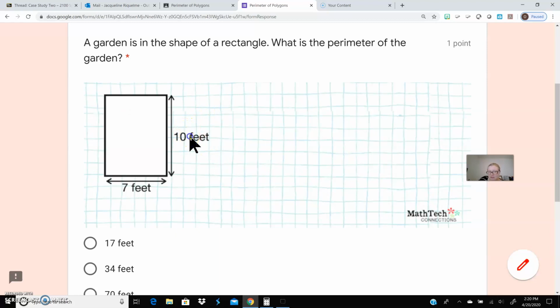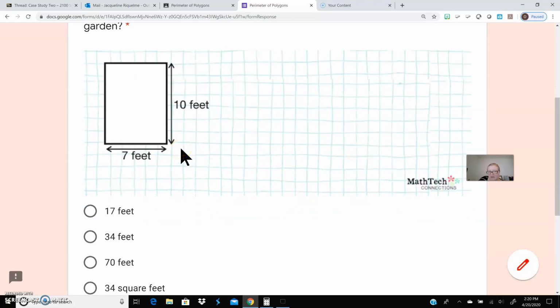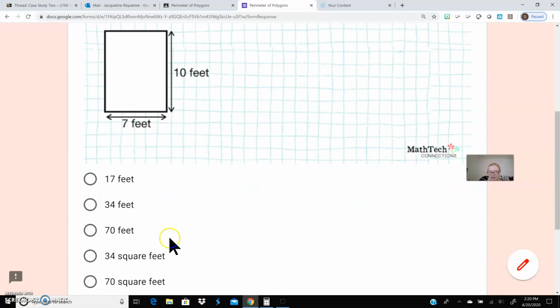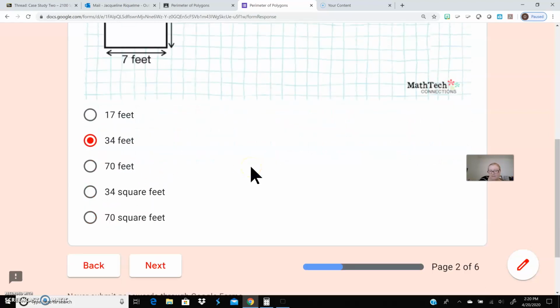Now, if you notice, this is in feet. See this word feet? Come down here, it says square feet. There is no square feet even up here. So I'm going to put 34 feet.